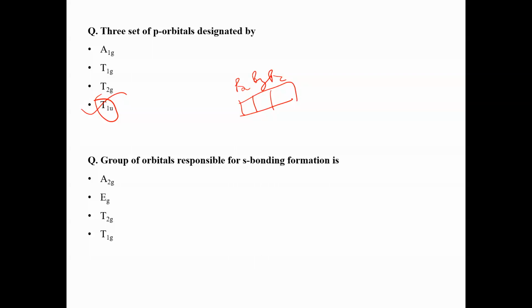So just rethink the second one, because A1g is also a singly degenerate orbital term, right? Okay, so that will be the right answer.